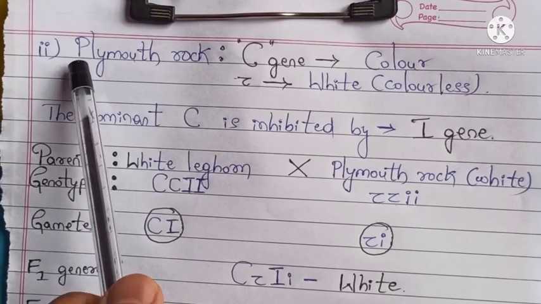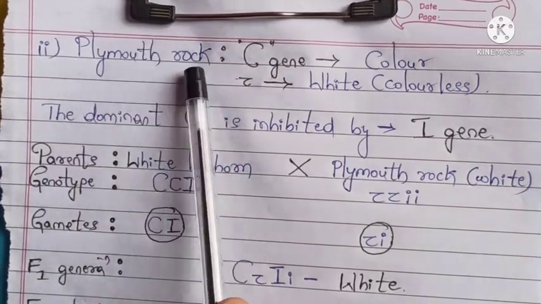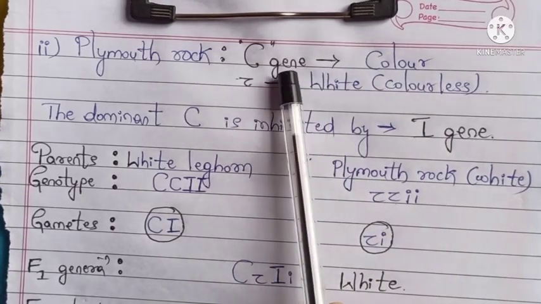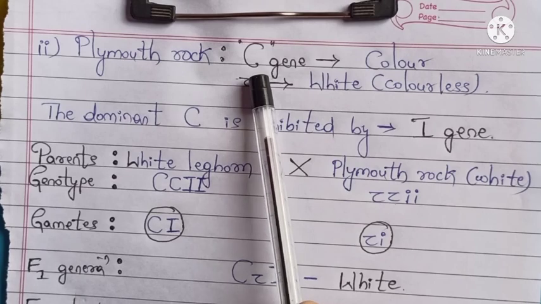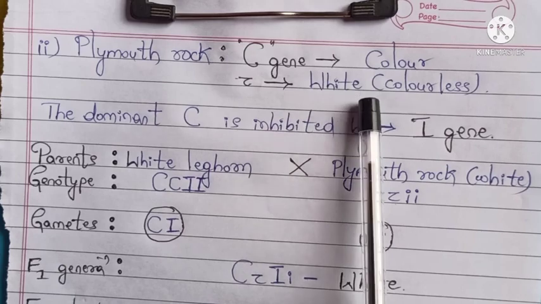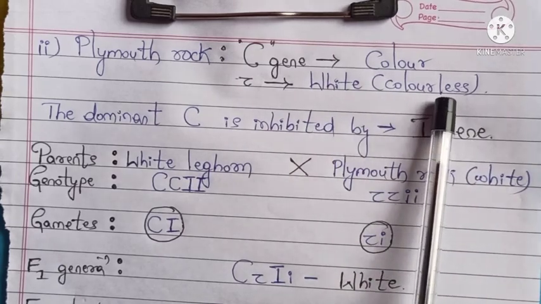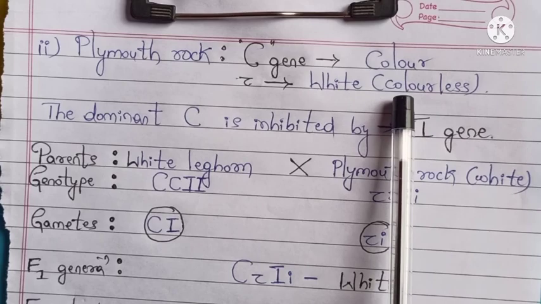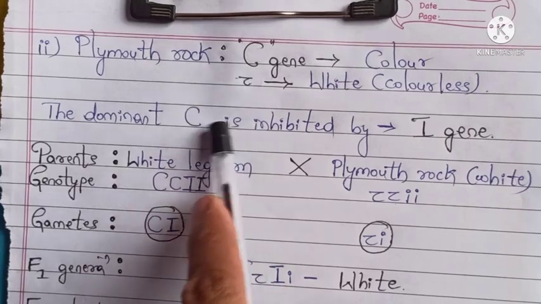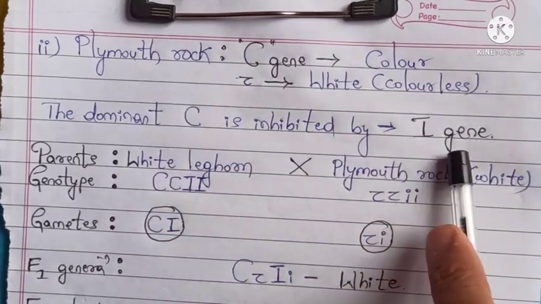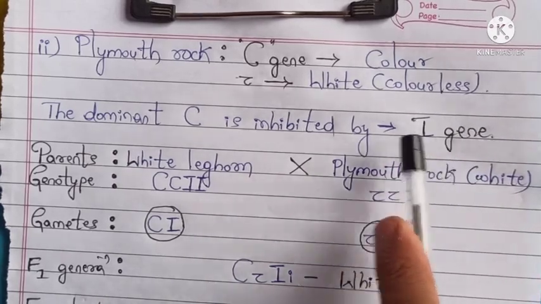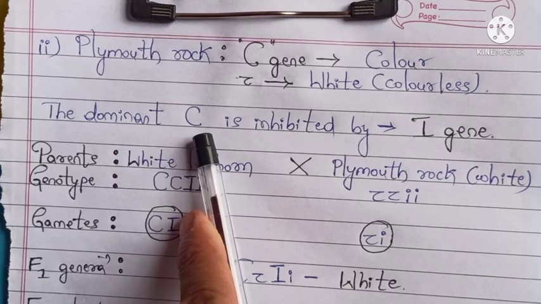Now you can ask me, what about the case of Plymouth Rock? In Plymouth Rock also the color is expressed when the C gene is present. I mean, the gene should be present in dominant condition, then only color is expressed. When this gene is present in recessive condition, again the feathers are colorless or white. Here also the C gene is responsible. And here also this dominant C gene is inhibited by the gene called the I gene. So in both cases the I gene is an epistatic gene, whereas the C gene is called a hypostatic gene.